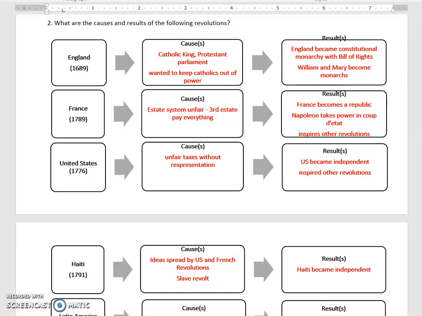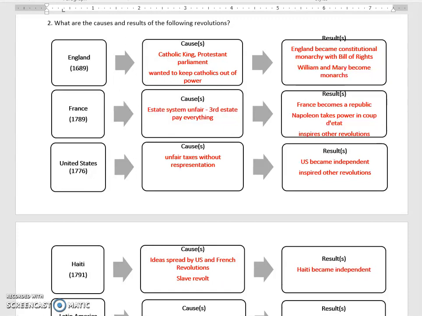Then we had the French Revolution. Of course, these do not go in order on our timeline. The French Revolution is largely because of the estate system. The third estate, which would be everybody except the nobility and clergy, had to pay for everything, all the taxes. France was also having economic issues because it had just finished helping the US in their revolution.